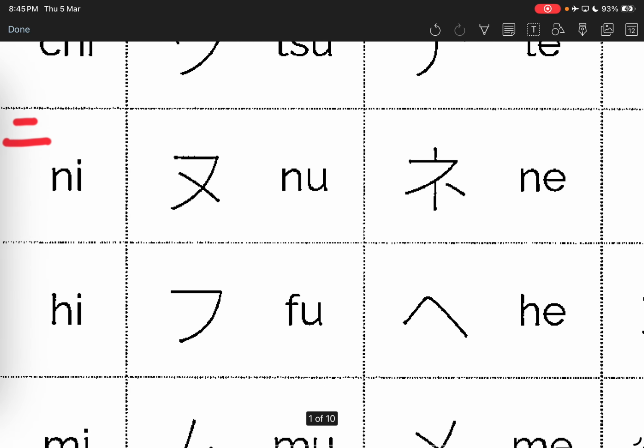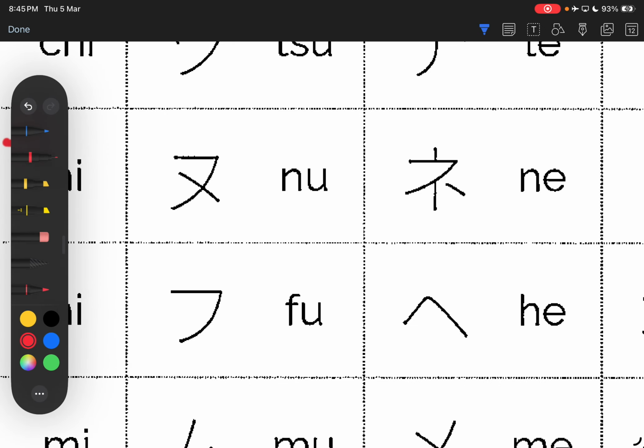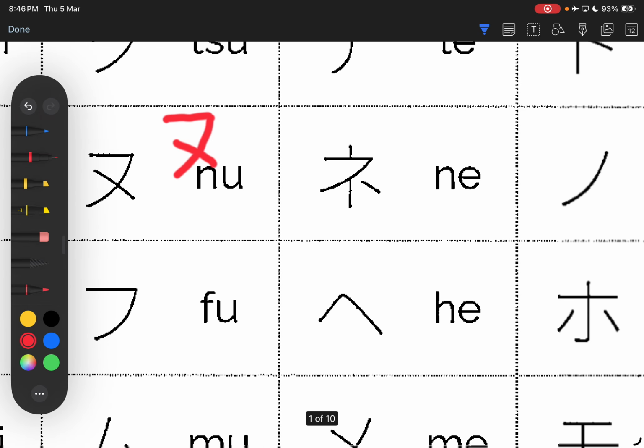Next, we have nu. Nu. Okay, so nu is just like that, horizontal line and then a downward stroke and then one dot, one line that cuts across.